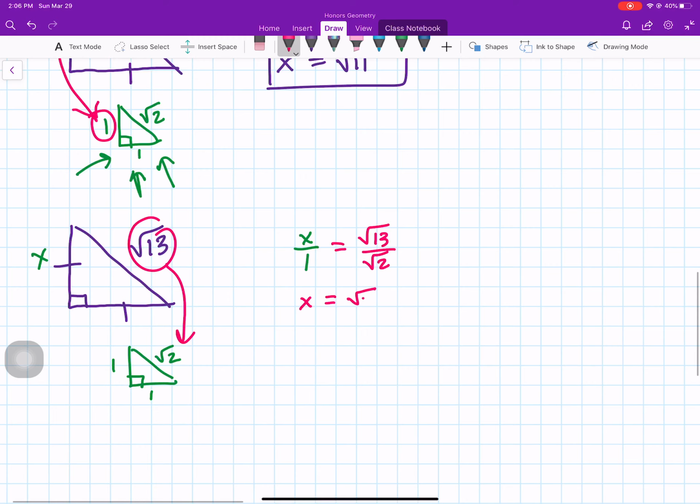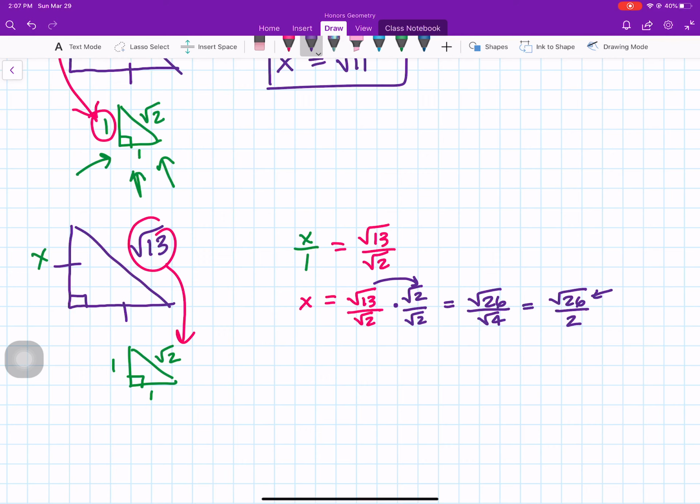Now, root 13 over root 2, you don't want to divide 13 by 2 and give me a decimal. You know that we do not express our answers as decimals. So here you would rationalize your denominator. So on the top of the fraction, you have root 13 times root 2, which is root 26. And then you have root 2 times root 2, which is root 4. And root 4 is 2. Now, if you could reduce this radical, you should, but you can't, because root 26 does not divide by a perfect square.